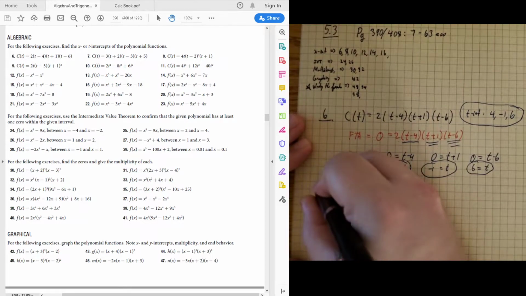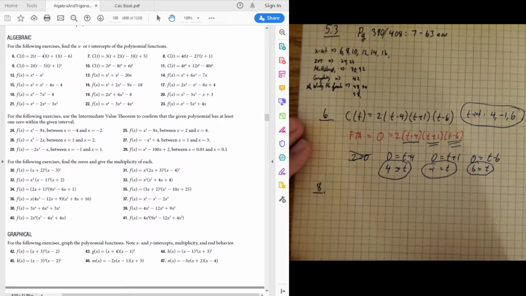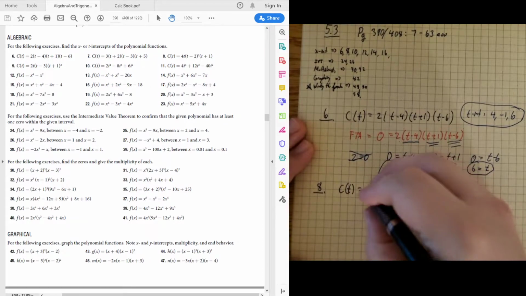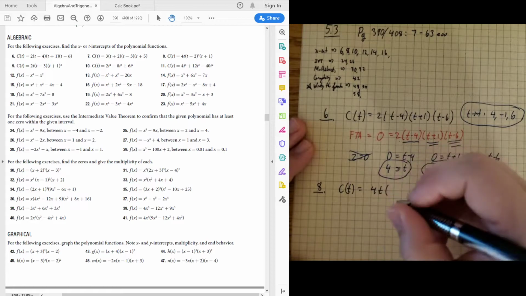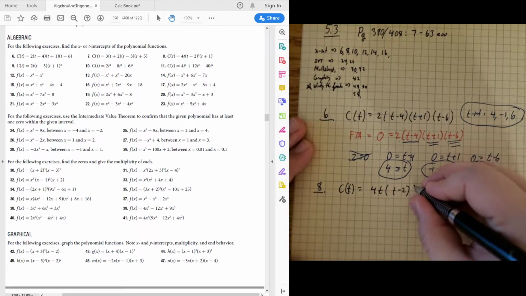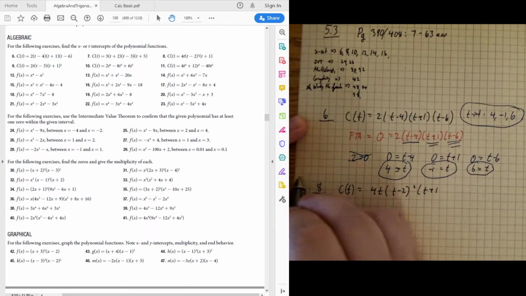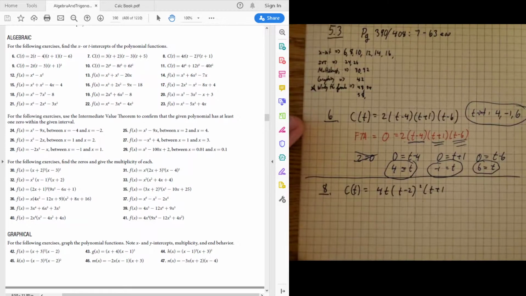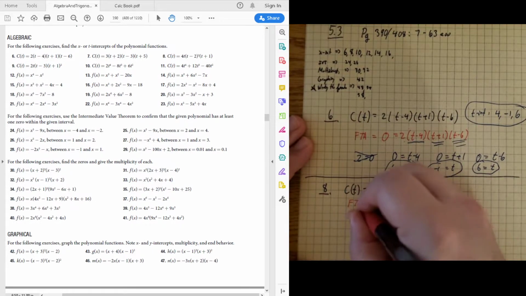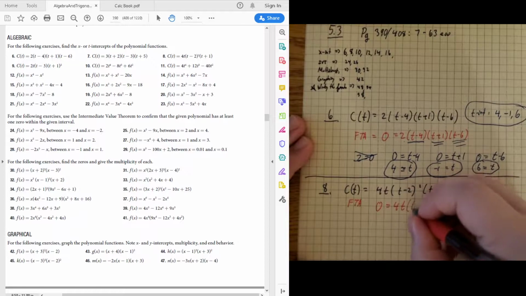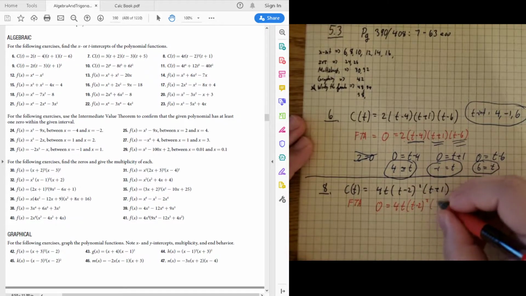Let's compare this now to number 8. On number 8, we have a slightly different equation. C of t is equal to 4t times t minus 2 squared times t plus 1. If the question asks us to determine the intercepts, as this problem does, then we can apply the fundamental theorem of algebra, which states that we have 0 equal to 4t times t minus 2 squared times t plus 1.